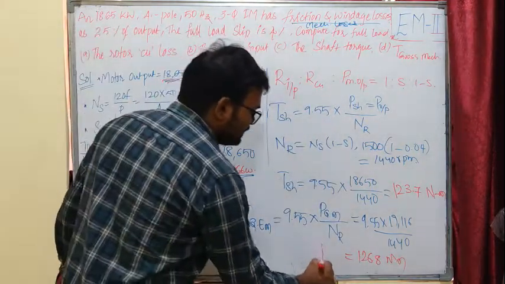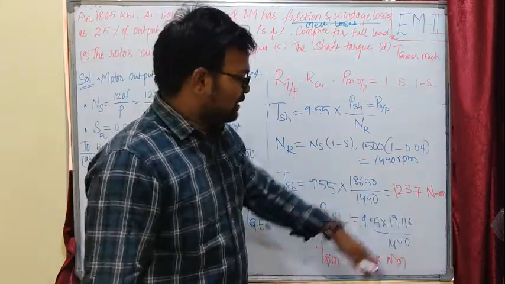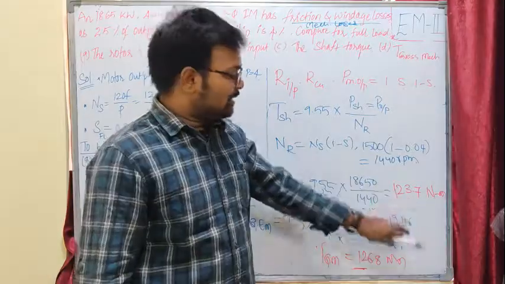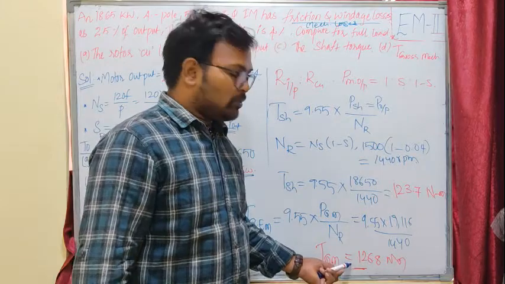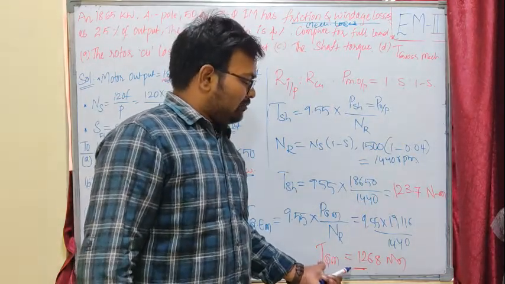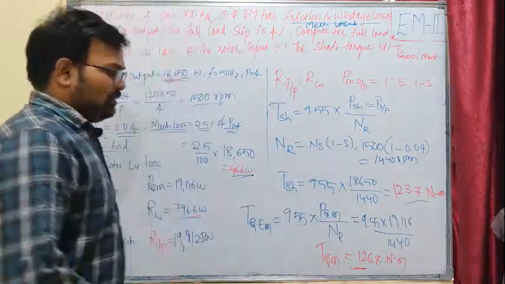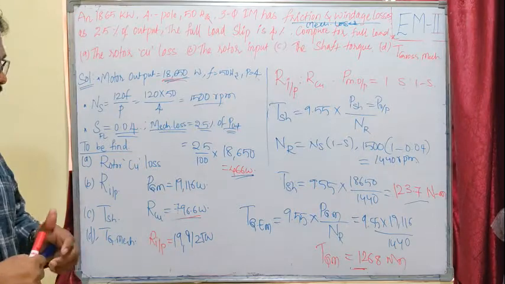You can see that this is my gross electromagnetic torque and this is my shaft torque. The gross electromagnetic torque is more compared to my shaft torque because it has to supply the mechanical losses also. So this torque is produced in the rotor before mechanical losses and the shaft torque is after mechanical losses. You can correlate them. This is about shaft torque and gross mechanical torque.